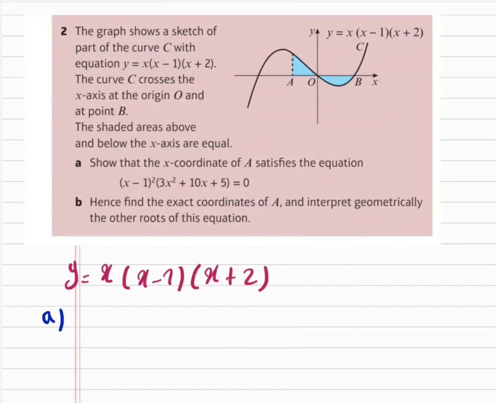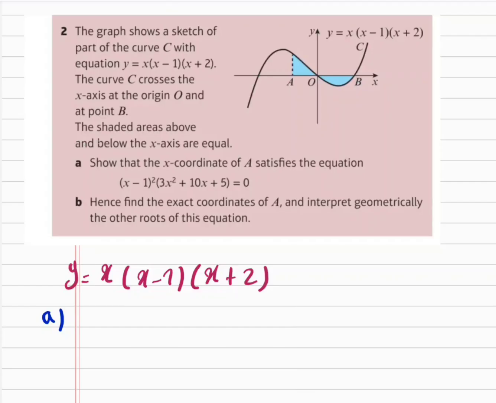Hi everyone, this video is Exercise 13F, the challenge question, and this is the second question of the challenge. In this video, we have this curve, and this is a very interesting question, by the way. The equation of the curve is y equals x times (x minus 1) times (x plus 2). It crosses the x-axis at the origin and at point B. So this is point B, and also this point.